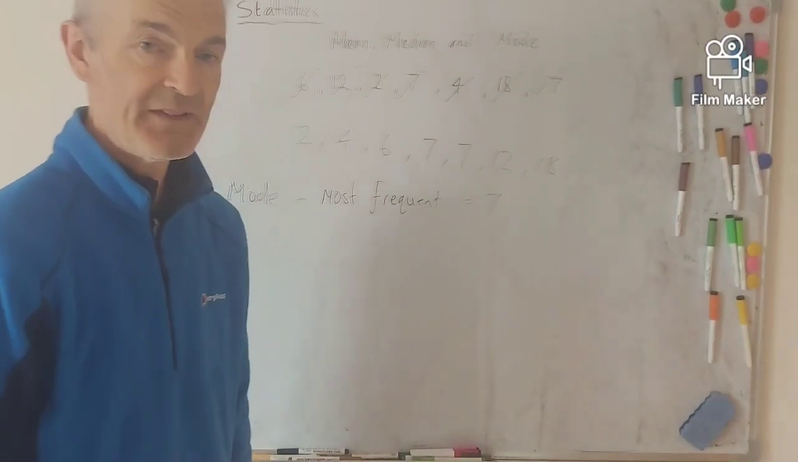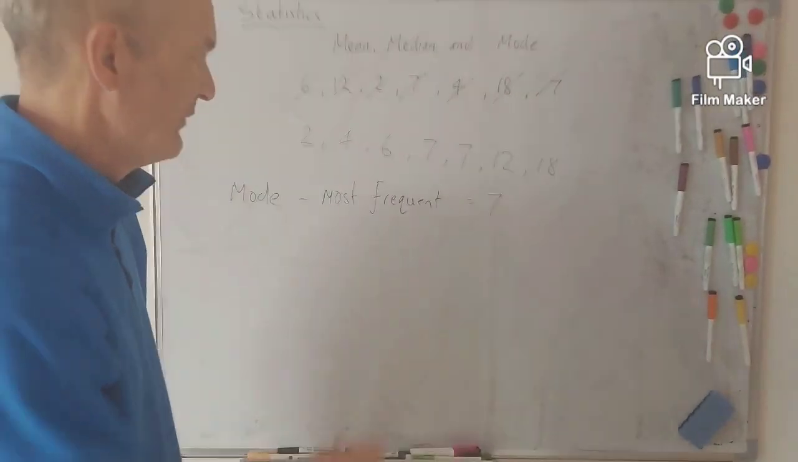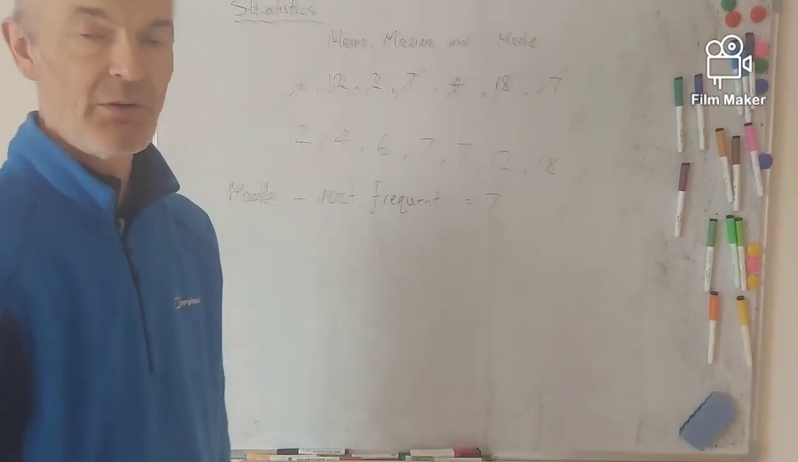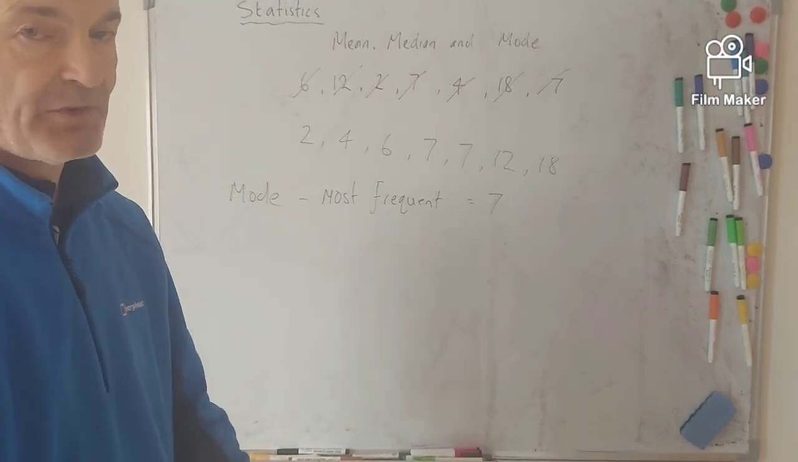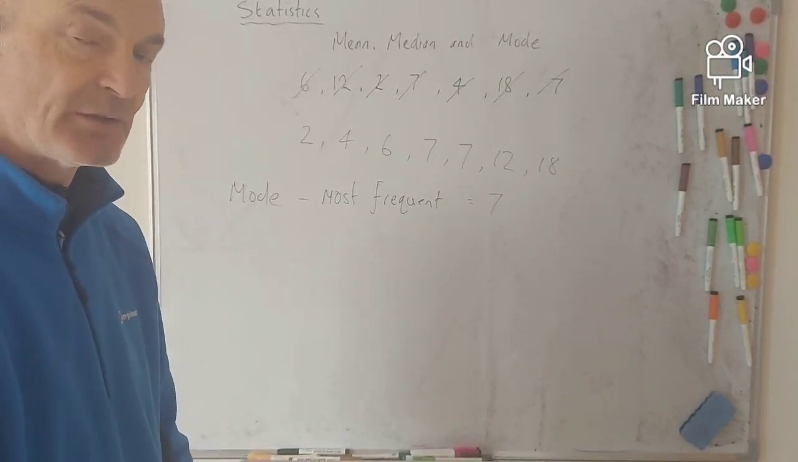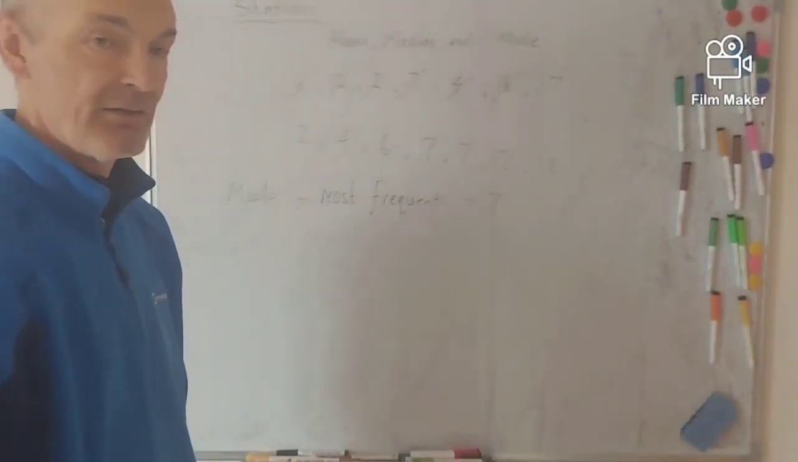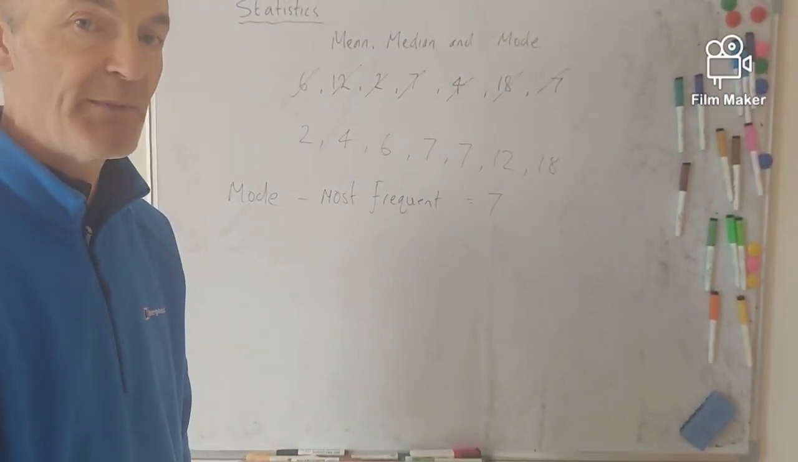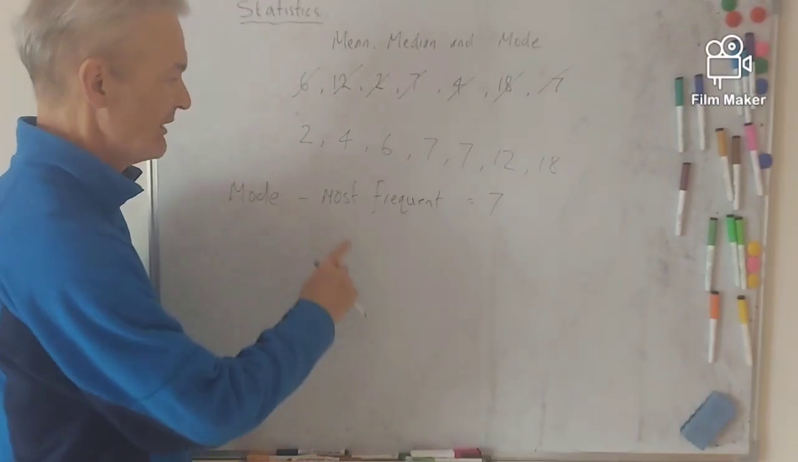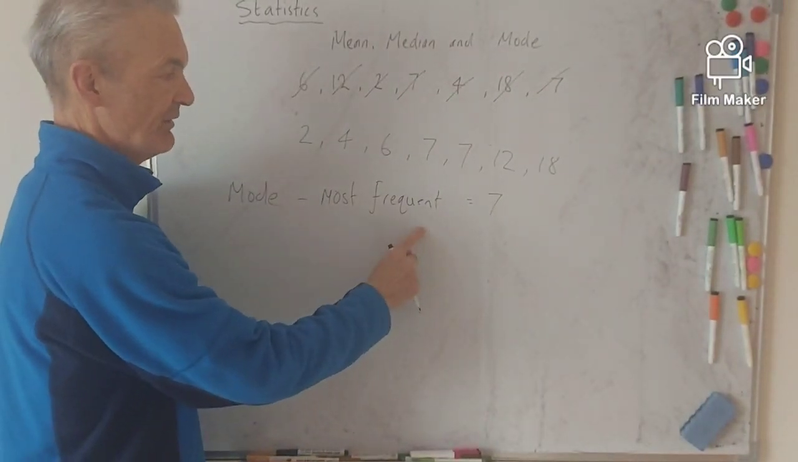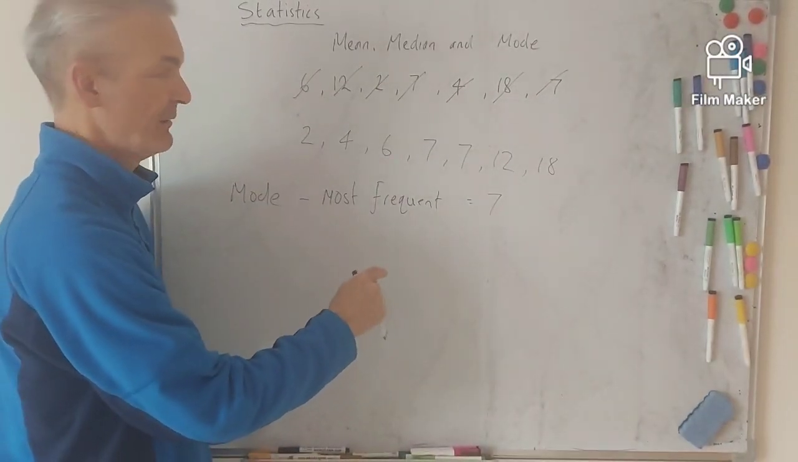Now, it could be the case that there isn't a mode. If we'd only had 1 7 in there, there would not be a mode. It's possible that the data could be bimodal. There could be 2 modes. If we'd have had 2 4s, 4 and 7 would have been the modes. Okay, so the mode is the most frequent, the one that appears the most.